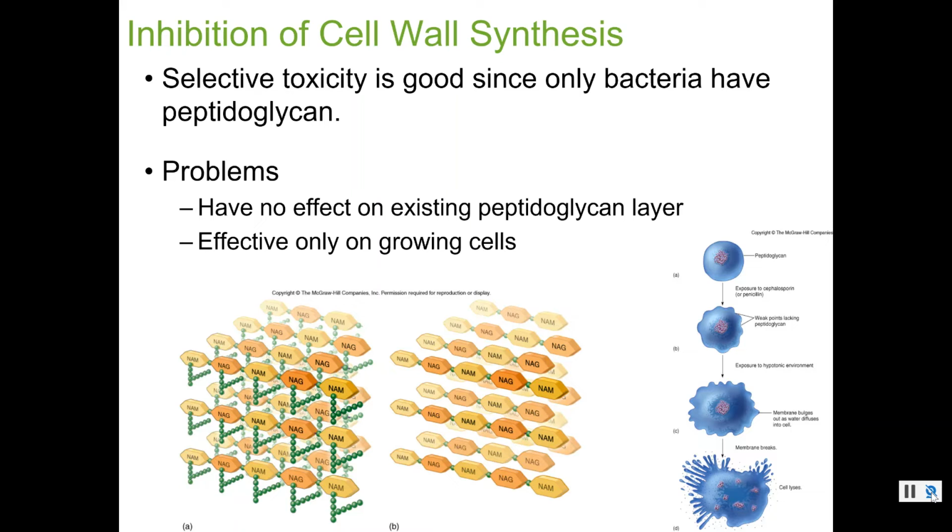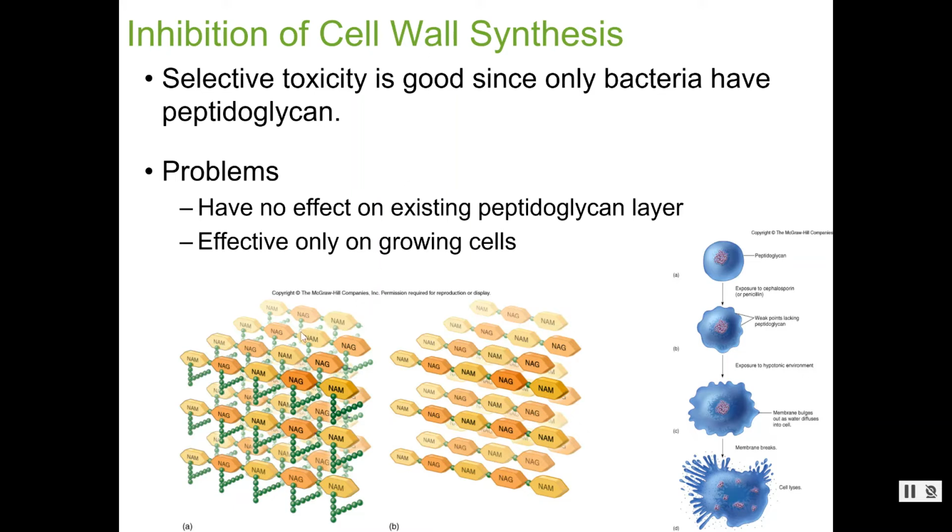We have a lot of drugs in this category because of this factor. All right, so what does it work on? Well, we do have to keep in mind that this category is considered inhibition of cell wall synthesis. So the making of the cell wall, the synthesizing of the cell wall.